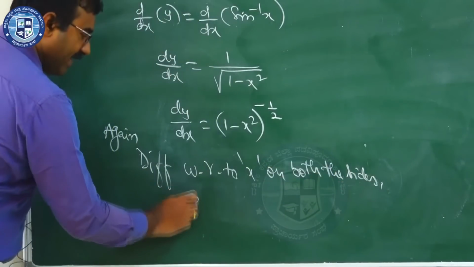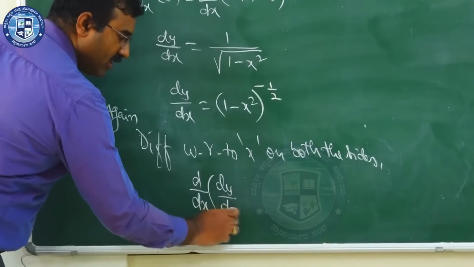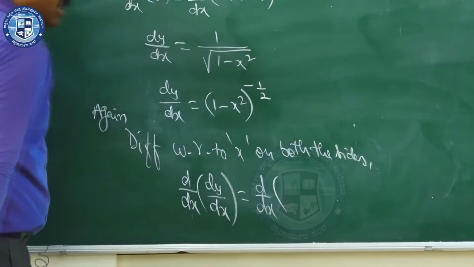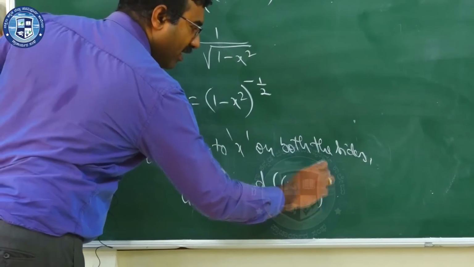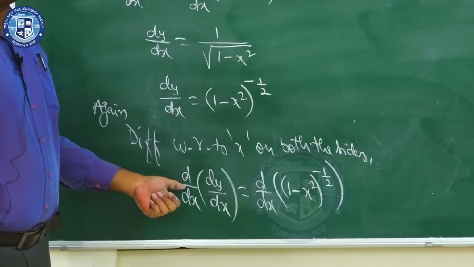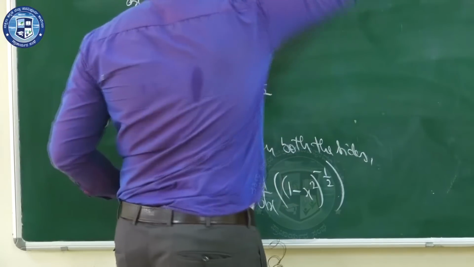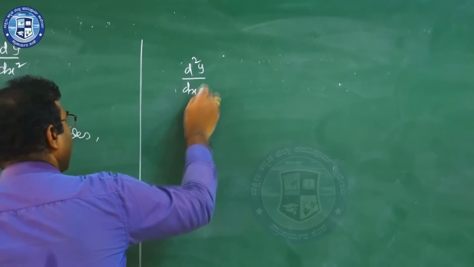So what happens? d/dx of dy/dx is equal to d/dx of (1 minus x square) whole power minus 1 by 2. Okay, so what does it become? It becomes d square y by dx square.